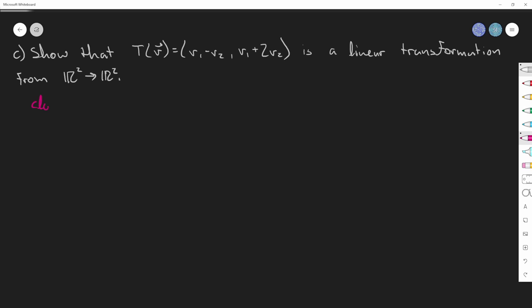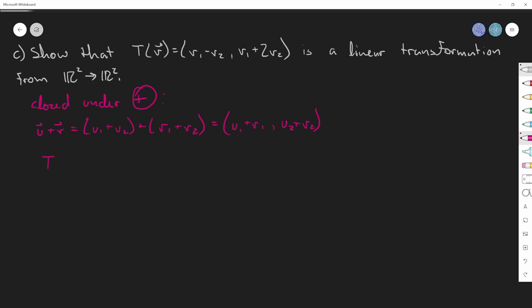So, first, we're going to show that it's closed under addition. We're going to be using two arbitrary vectors, u plus v. And so we know that this is equal to (u1, u2) plus (v1, v2). And you can add two coordinates or two points together, so this will simply be (u1 plus v1, u2 plus v2).